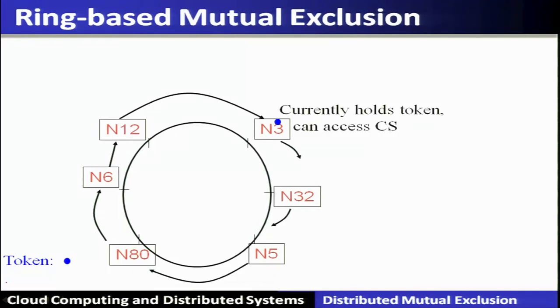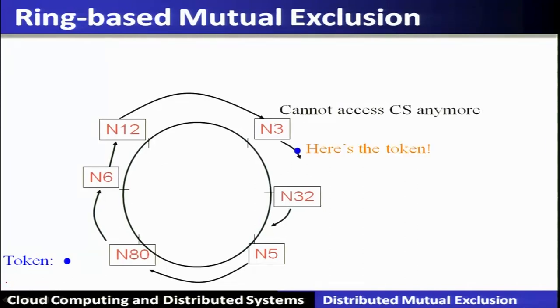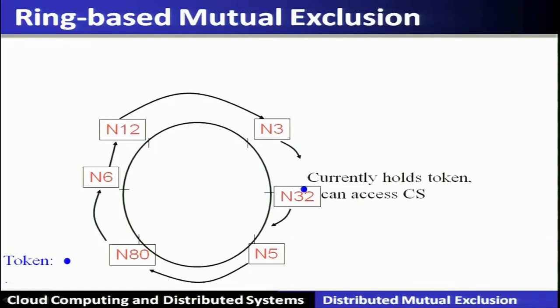Let us consider a ring based mutual exclusion where logically all the nodes participating form a logical ring and there is one token which is circulating among them in the form of this overlay ring structure. The nodes or processes which have the token can enter into the critical section, and the token will be circulated if somebody requires it to enter into a critical section.